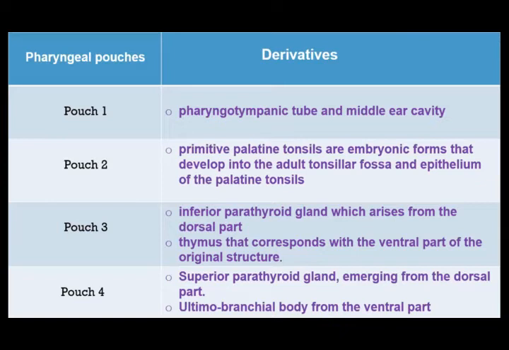ठीक है, और थोड़ा आप नीचे आए हैं तो now the third pouch is referring to the inferior parathyroid gland and the thymus. So these are the two different glands you can say that are present around in your neck region, ठीक है. So inferior parathyroid gland आपको पता है it lies posterior to the thyroid gland, and then the thymus, it is one of the organs that is present somewhere in your chest behind your sternum, ठीक है.